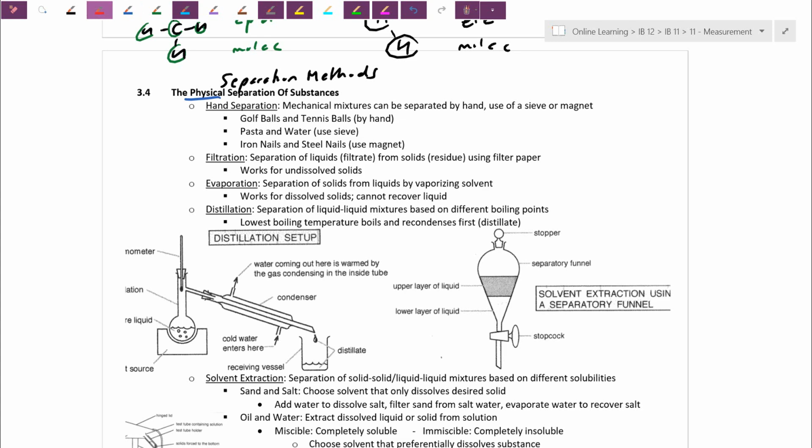We can do hand separation. So if I have a mechanical mixture, when I can see all the bits, if the parts are actually visible by eye, let's say I have a container full, I have some golf balls that are smaller, I have some tennis balls that are larger.